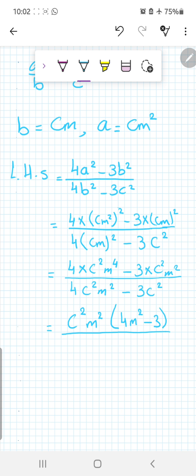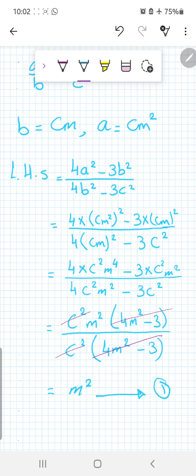Also from the denominator get the common factor. Here C power 2 and C power 2. Here we have M power 2 and don't get M power 2, so C power 2 only. Open bracket, 4 M power 2 minus 3. What did you notice? Here we have the same bracket, cancel together, and C power 2 with C power 2 cancel together, so the result will be M power 2, and let it be number 1.